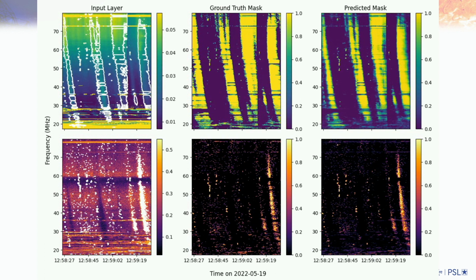Sorry, what's the difference between the top and the bottom rows? Sorry about that. The top here is Stokes I, the intensity in the Stokes I parameters, and the bottom here is the absolute value of Stokes V divided by Stokes I. So it's a proxy for polarization of the waves, or of the radio.